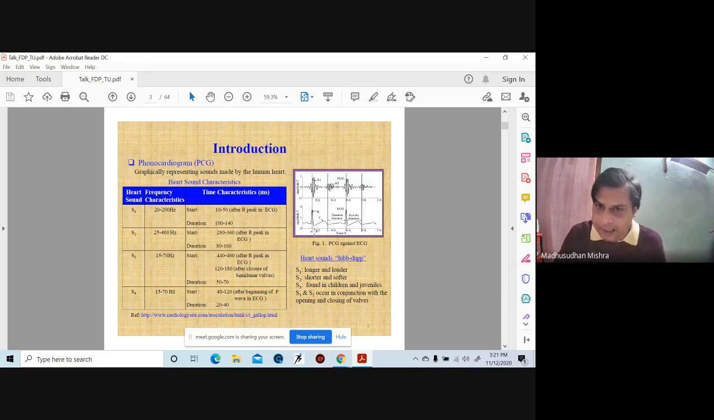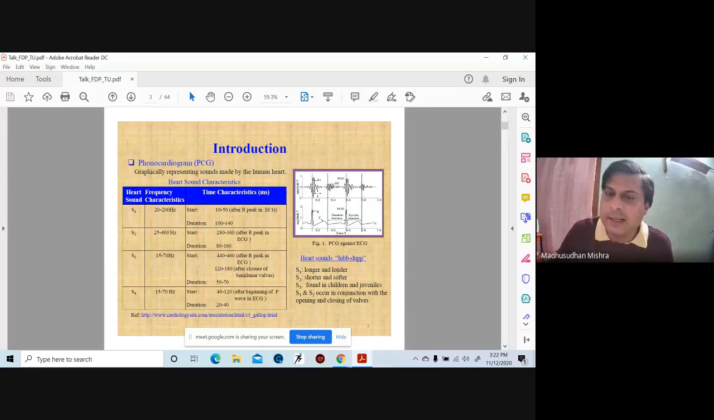We can find that this S1 signal basically starts after the R peak of the ECG signal, at around 10 to 50 milliseconds, and the duration of this S1 sound is also very small. It occurs for approximately 120 milliseconds on average.